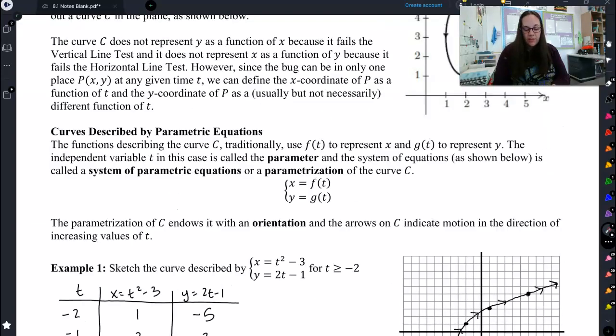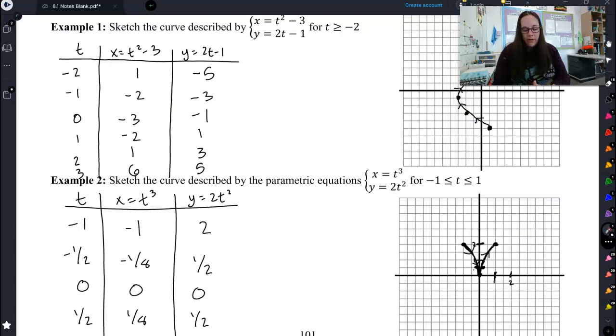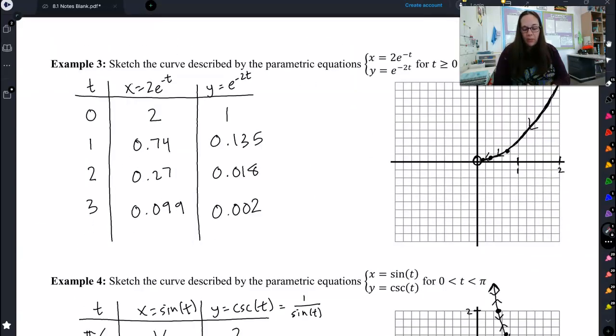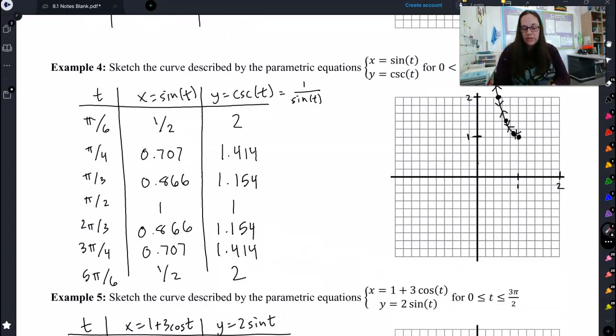So that is it for this whole lesson. Anytime you're graphing parametric equations, just make a t-table, make both of your columns x and y, and then plot the points to see what shape you get. And that's it for 8.1.